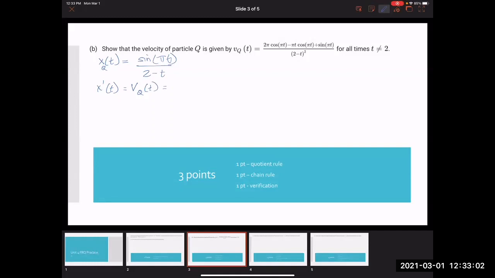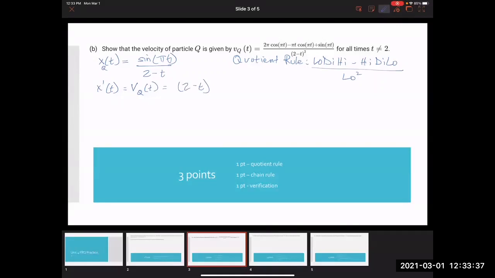Just as a reminder, the quotient rule, and by now this should be ingrained in your memory, I hope, is low d high minus high d low all over low squared, where low represents the low function, and high represents the high function, the function on the top. All right, so applying the quotient rule, we're going to do low d high first. So the low function is 2 minus t times the derivative of the high function.